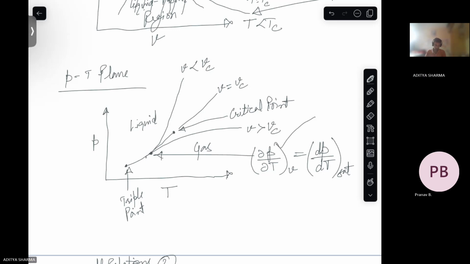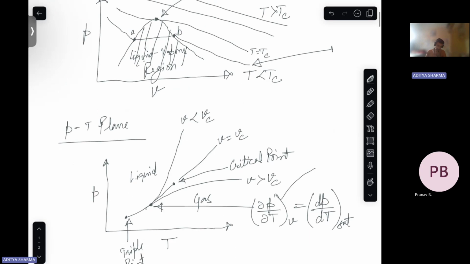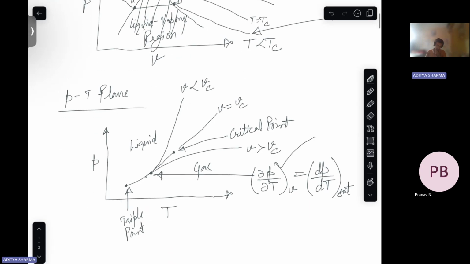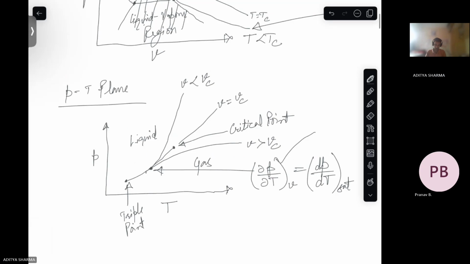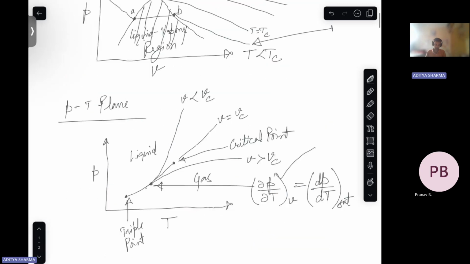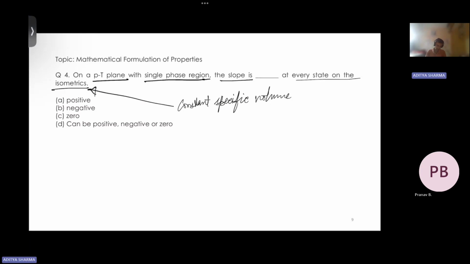So for this PV plane, the slopes for isotherms were negative for single phase regions, and for this PT plane for single phase regions, it is positive. For this, it was negative. For this, it is positive. So A option in that case is correct. Okay. So moving on to next question.